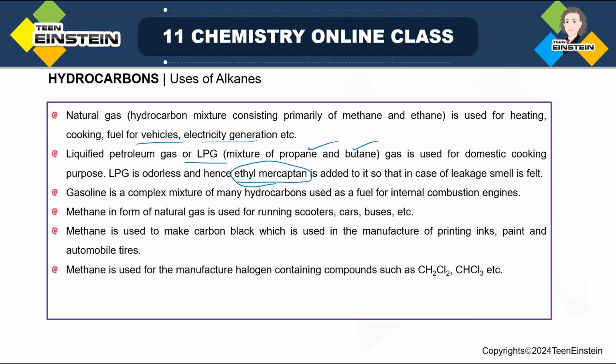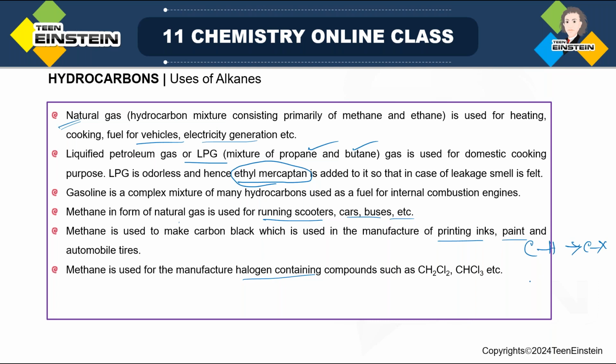Now we have some methane related points. Methane in the form of natural gas is used in running scooters, cars, buses. This is a point that we have already seen as the first point. Then methane is used for carbon black preparation, and that is important in printing inks, paints, automobile tires. Methane is used for manufacturing highly halogen containing compounds. This application you have seen under the heading of chemical properties, the reaction halogenation, where some carbon hydrogen bonds are replaced by carbon halogen bonds.